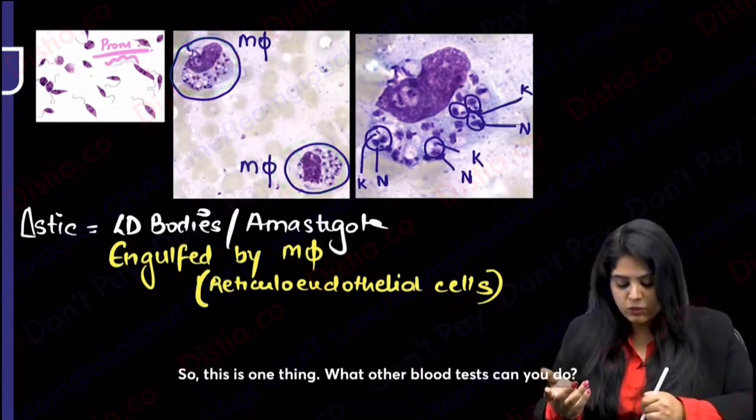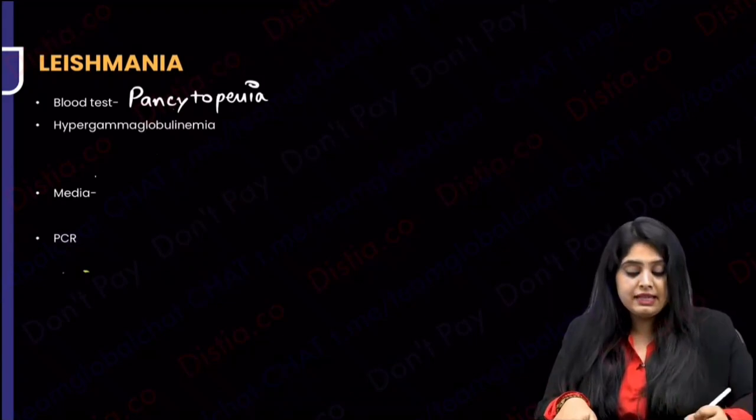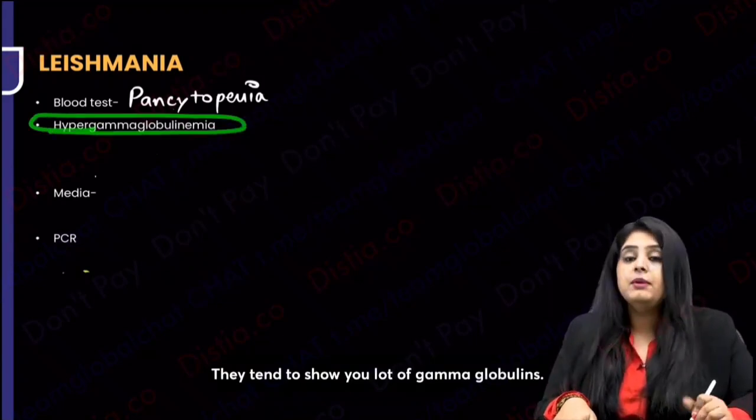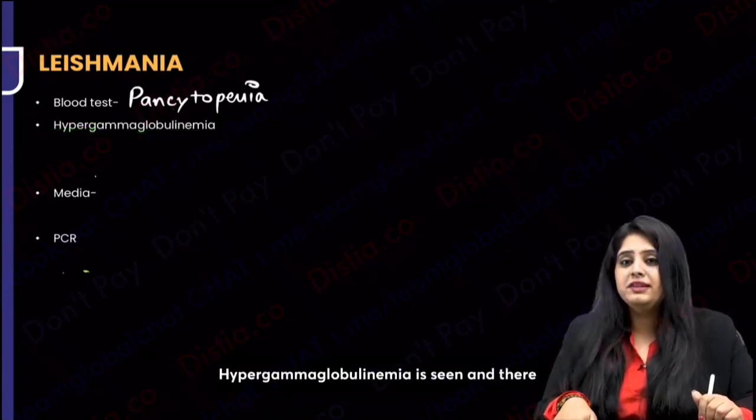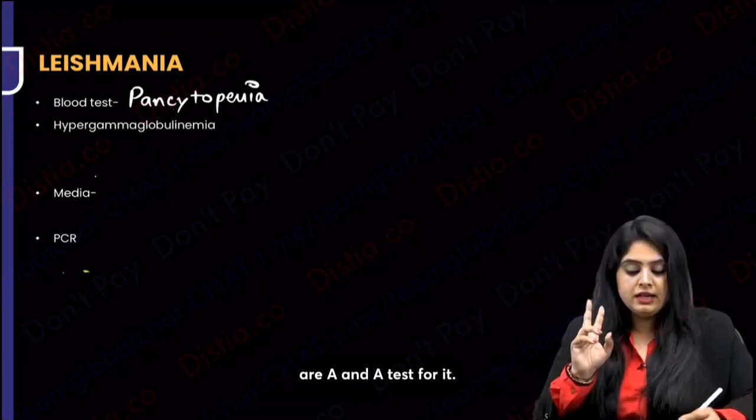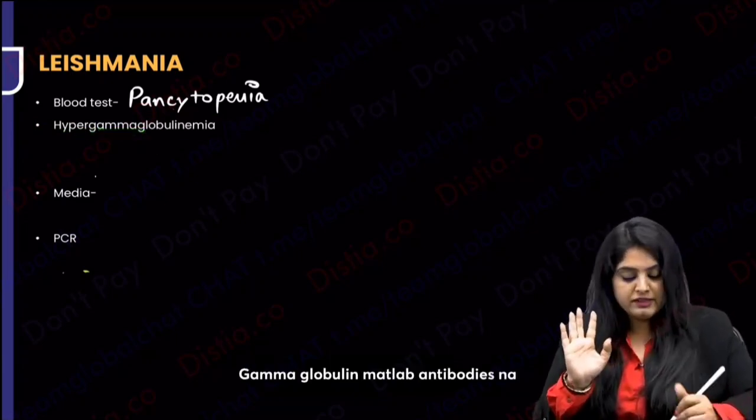Okay, so this is one thing. What other blood tests can you do? They tend to show you a lot of gamma globulins. Hypergammaglobulinemia is seen, and there are ANA tests for it. Gamma globulin means antibodies, in simple words.